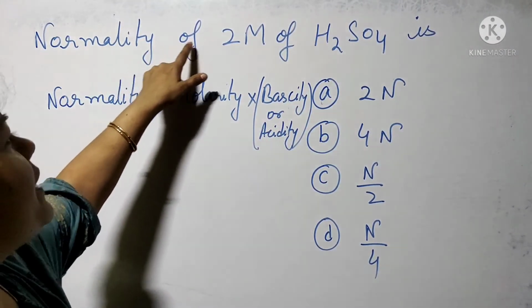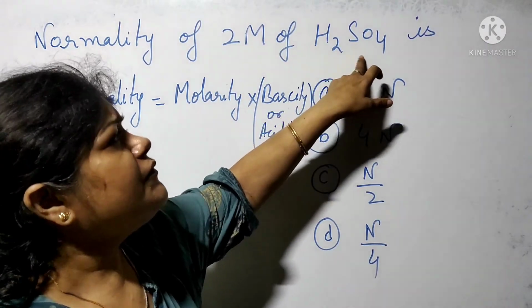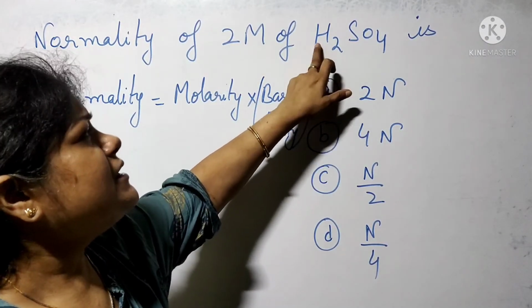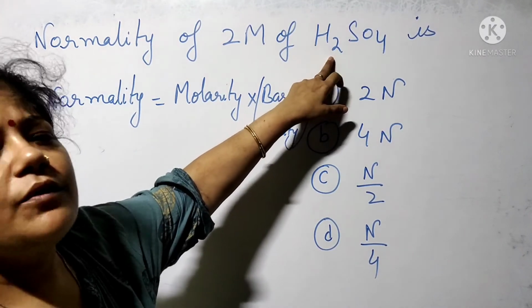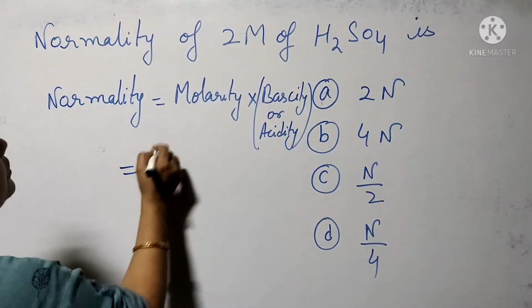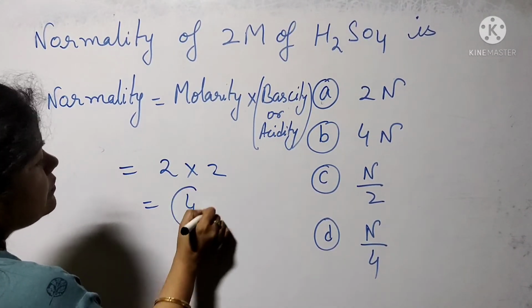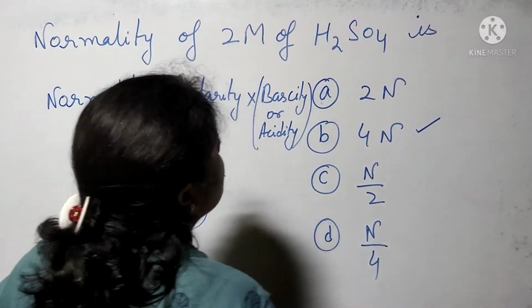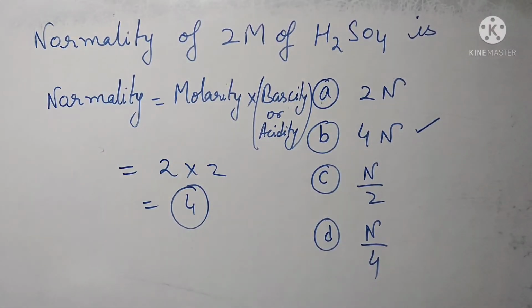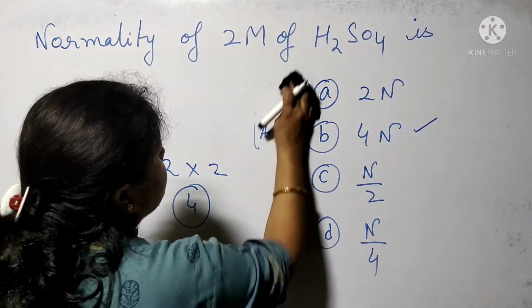So we have to find the normality of 2 molarity of sulfuric acid. Now this sulfuric acid has acidity. Here, look at the H, the 2 written there is the acidity. So what will the normality be? It is the molarity, 2, into 2, that is 4. So our option is 4. If in the same way I change the question here, if we have to find the molarity.